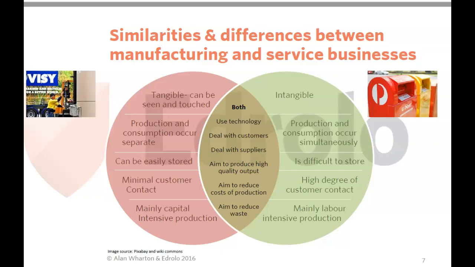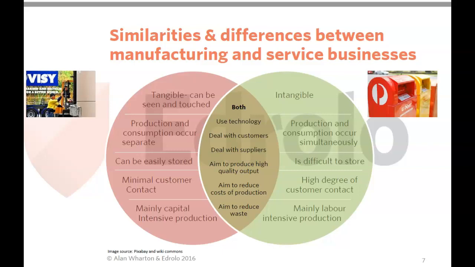So I need you to focus on that both part in the middle, and you'll see that both organisations, service businesses and manufacturing businesses, both use technology. They both deal with customers in a different sort of way, in varying ways. They definitely both deal with suppliers. They both aim to produce high quality output, whether it be a service or a product. They both aim to reduce costs of production so they can maximise their own profits, and they both aim to reduce waste.